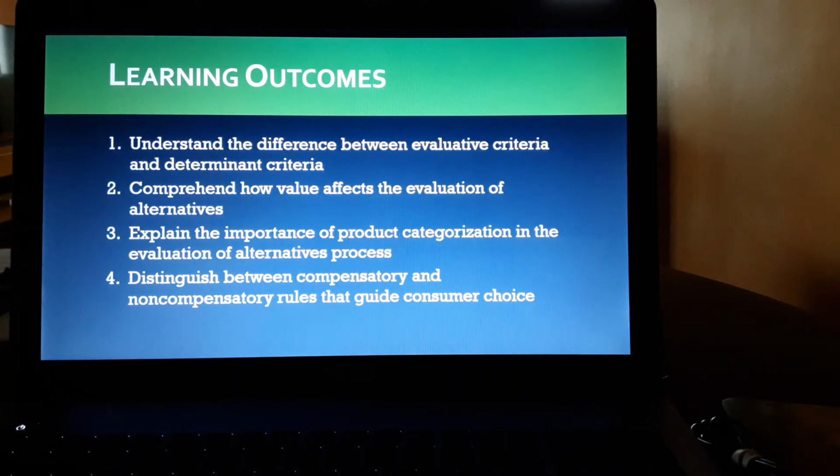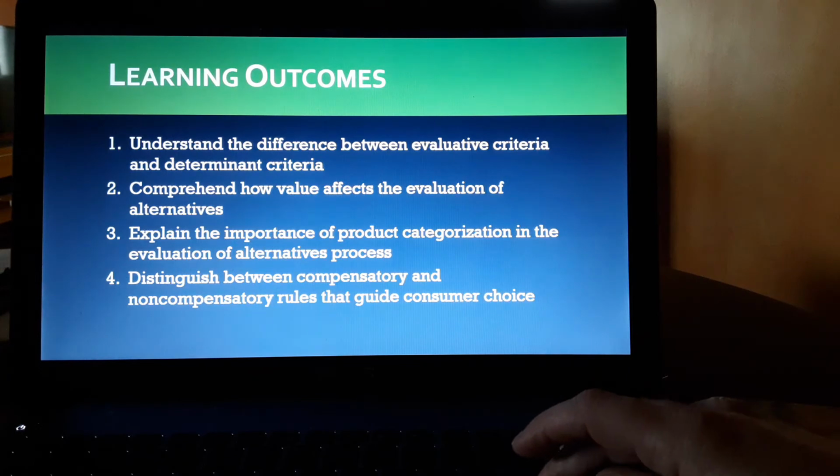And so this whole idea of what value is, just as a reminder, when people are making a decision to buy something, value is what they're interested in. Value is their goal. Explain the importance of product categorization and the evaluation of alternative processes, and distinguish between compensatory and non-compensatory rules that guide consumer choice. Yikes, that's a lot of stuff, but we're going to go through it.